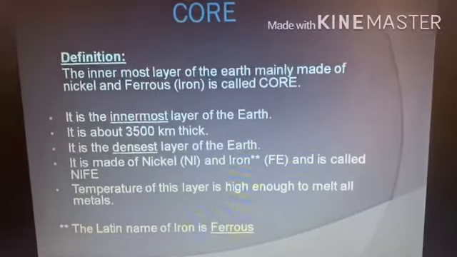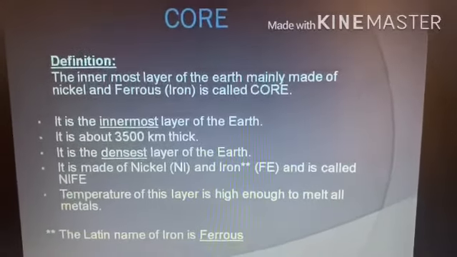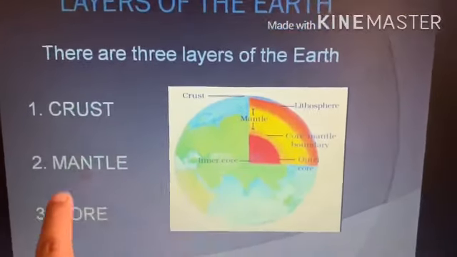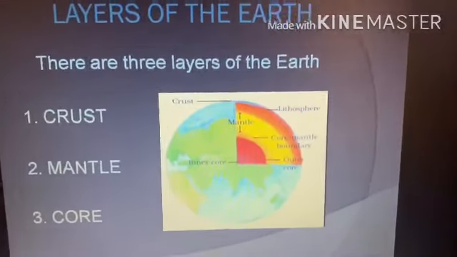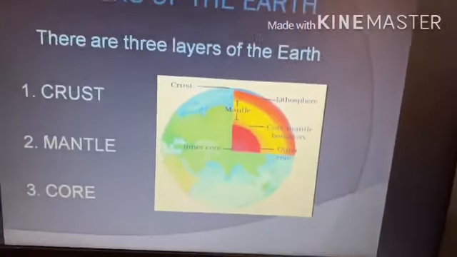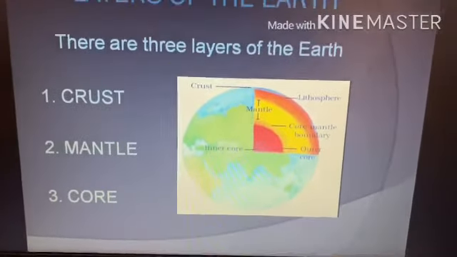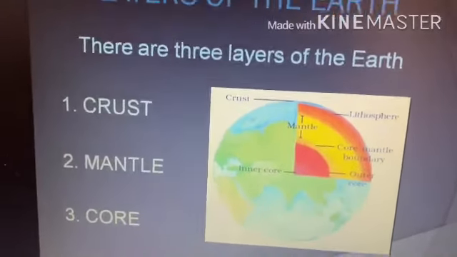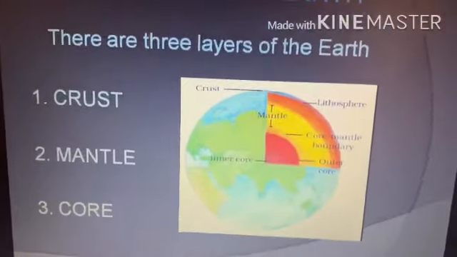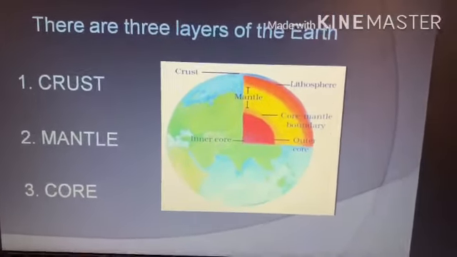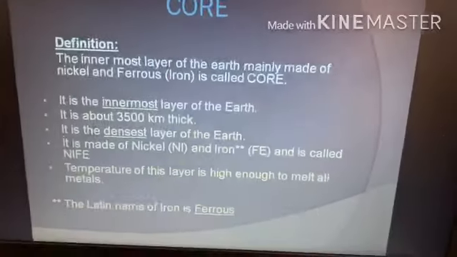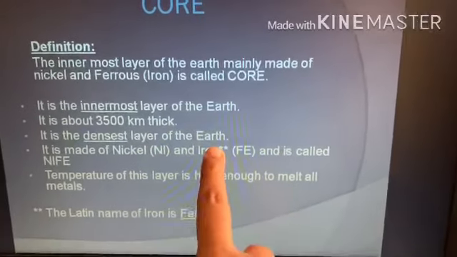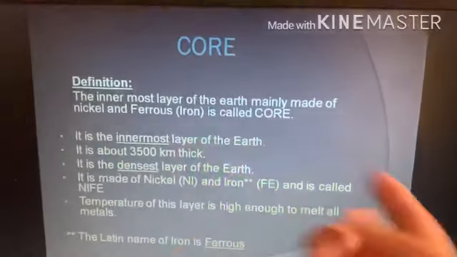ओके, this is the 3 layers of the earth. So first is the crust, second mantle and third core. Crust is 2 types, oceanic crust and continental crust. Mantle is the second layer and that is the thickest layer, and lastly the innermost layer is called core, and core, the another name is Nife, because the core is made of nickel and iron. The Latin name is ferrous, so that's why core, another name is Nife.